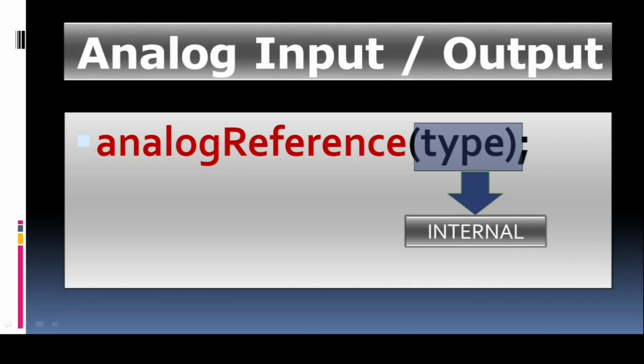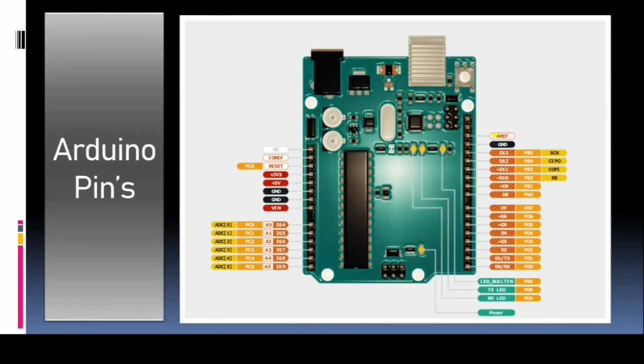Next is INTERNAL. It sets the reference to 1.1 volt if the microcontroller is ATmega328P and 2.56 volt if the microcontroller is ATmega32U4. Next is EXTERNAL. When we use analogReference external, as you can see on the Arduino Uno board, these two pins AREF and GND are used for external reference. You can put a voltage on those two pins that you want to set as the highest level. Like if you provide 4 volt on this pin, then the analog read pins will give the maximum value of 1023 at 4 volt.